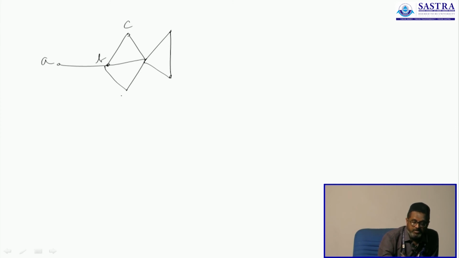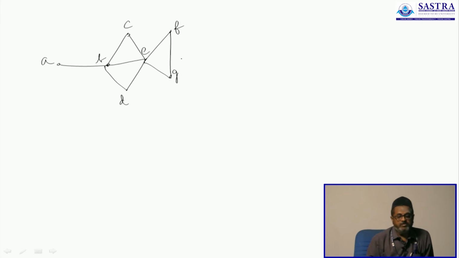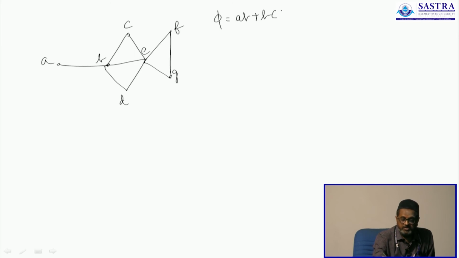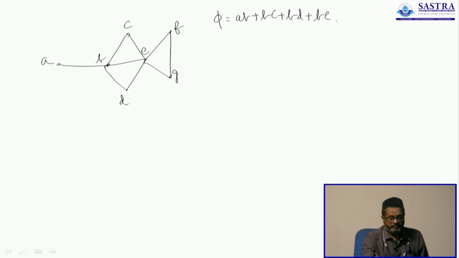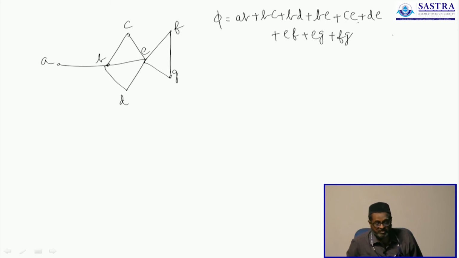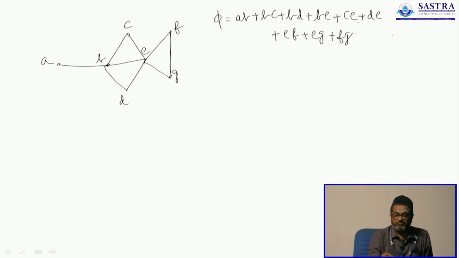In this case, I will take an easier example and enumerate all the maximal independent sets. So I will have vertices A, B, C, D, E, F, G. As usual, I take the set of edges as a sum of products: AB plus BC plus BD plus BE plus CE plus DE plus EF plus EG plus FG. So here I have totally 3 plus 3 is 6, plus 3 is 9 edges. So phi is equal to the set of all edges written here.